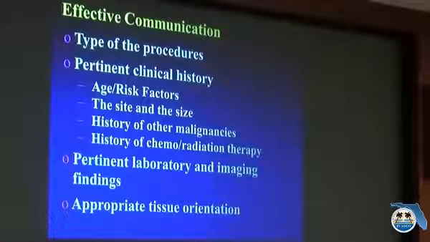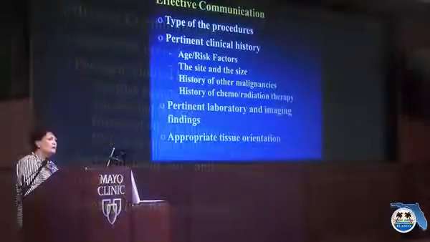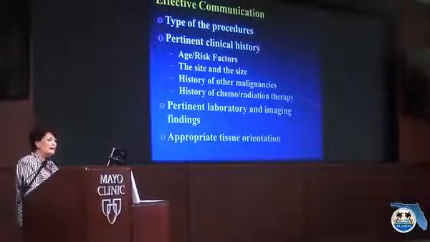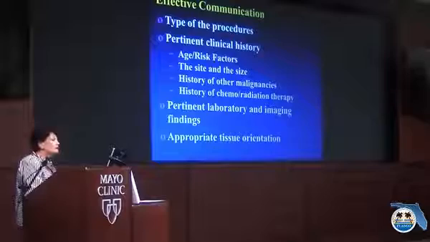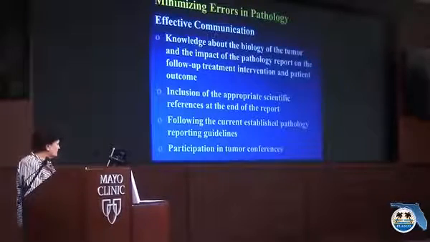You will be surprised how many times you receive a specimen that even the site is not identified. You don't know where it is coming from. History of other malignancies, history of chemo radiation therapy, pertinent laboratory and imaging findings, and appropriate tissue orientation, so that we know exactly what we need to look at. That is mostly in respect to the surgical margins that are very, very important in respect to the chances of recurrences in different tumors.